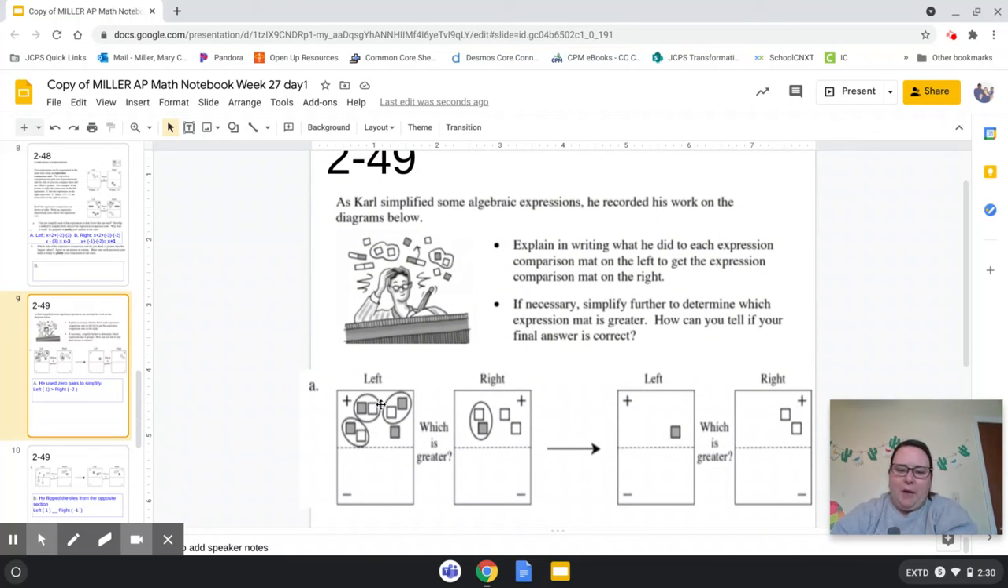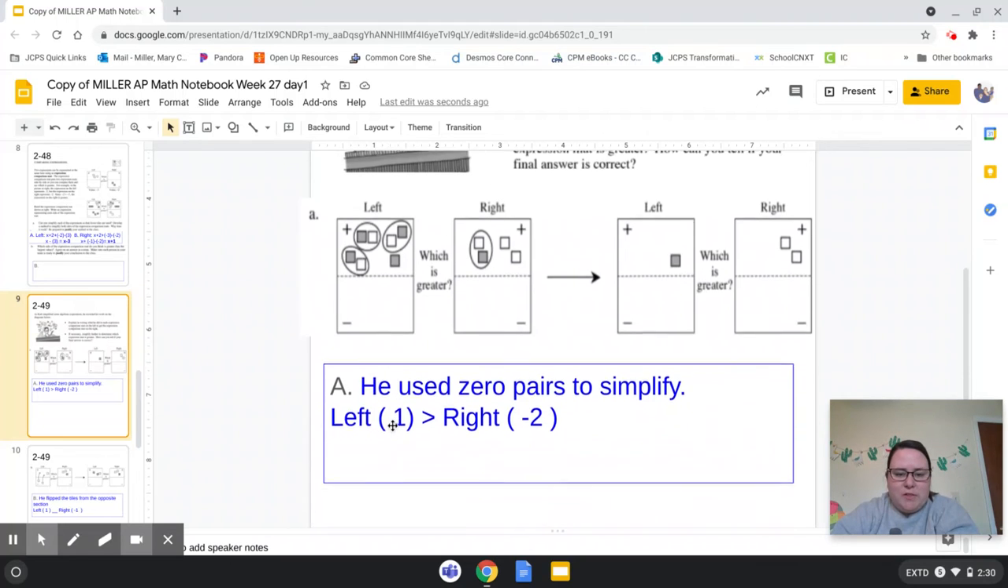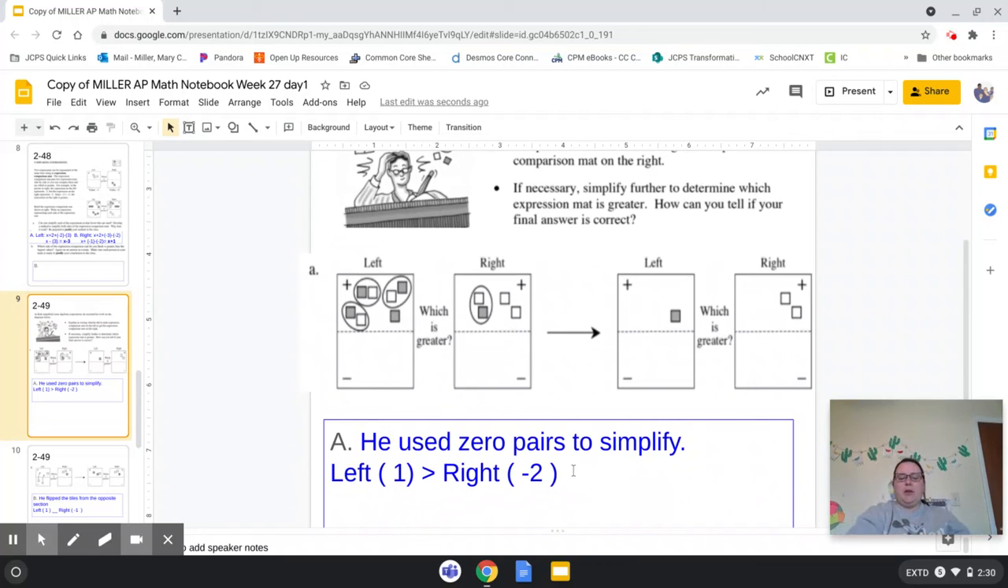If we look at A, we see a bunch of tiles, and then over here we have a positive and 2 negatives left. These circles are showing our zero pairs. We would normally just draw a line through them and have our leftovers, okay? But they decided to show those with zero pairs. So he used zero pairs to simplify, with the left being worth a total of 1 and the right being worth a total of -2, which makes the left side greater than the right side. Make sure you pause if you need more time to write this down.